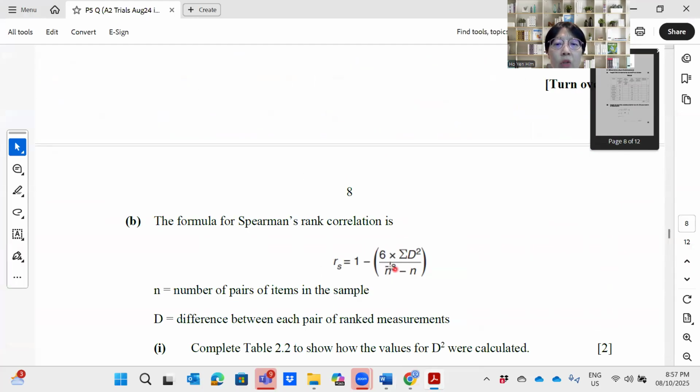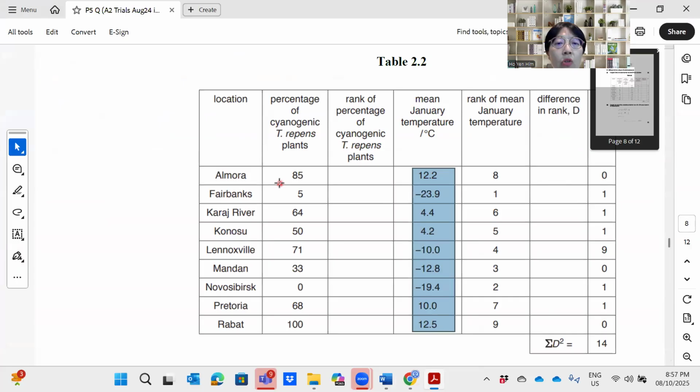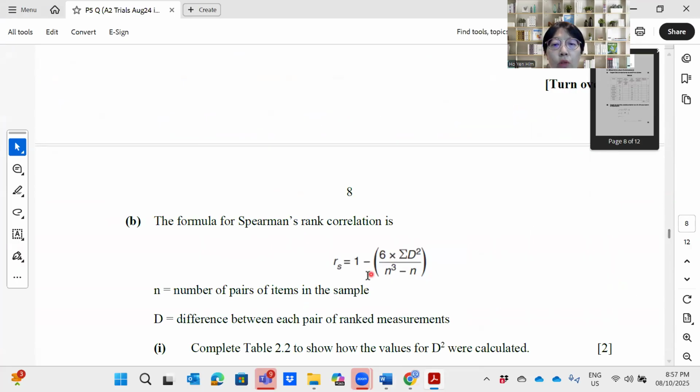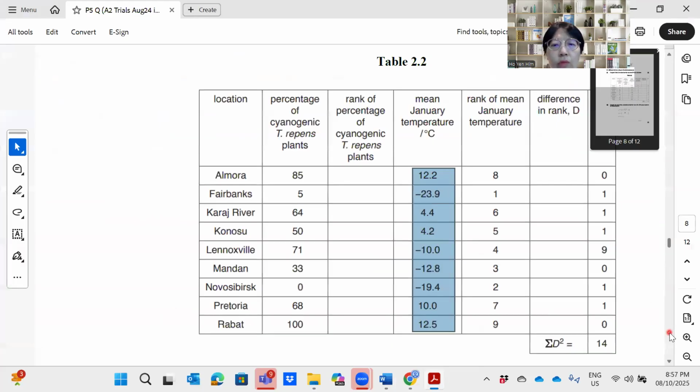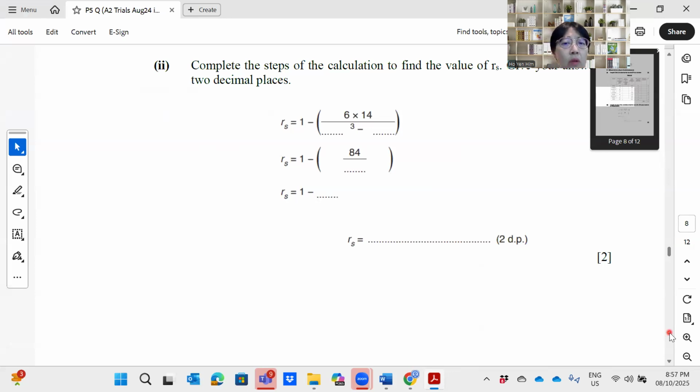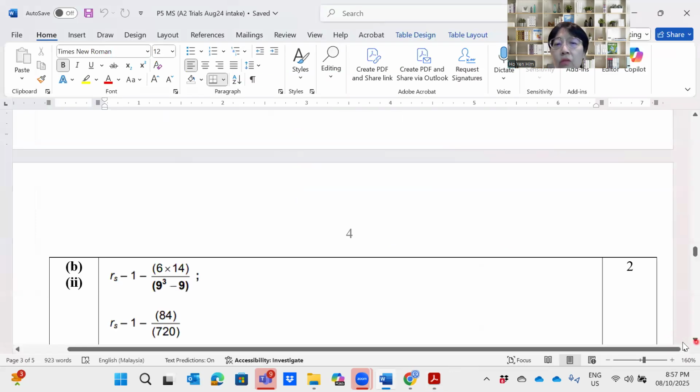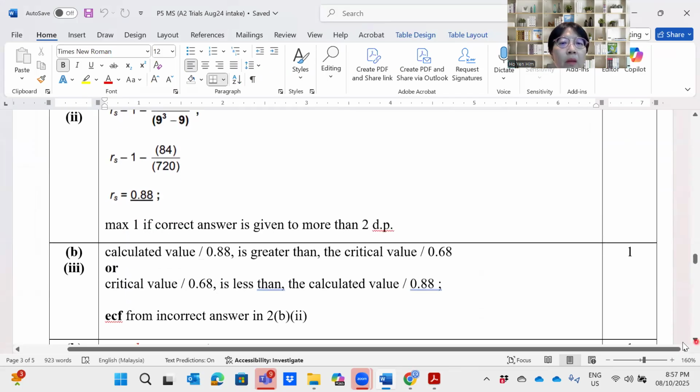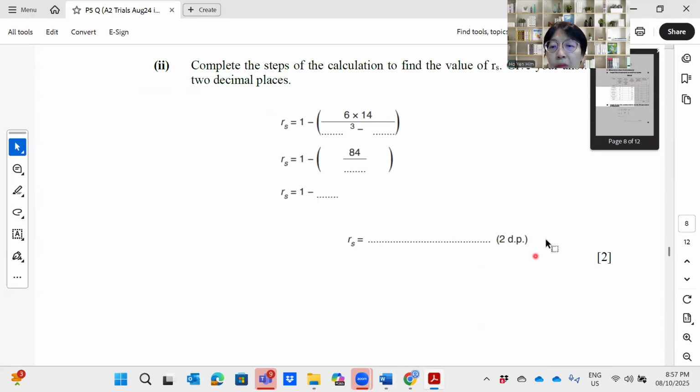Now you've got the D squared value already. You want to know what N is. N means the total number of paired samples obtained. So just count here: 2, 4, 6, 8, 9. Total number N equals 9. N is the number of pairs of items. This one is very straightforward. For all the calculations, most of the students got it correct, which is very good. They even ask you to put your answer in 2 decimal places, and in the question they purposely write 2 dp, do 2 decimal places.